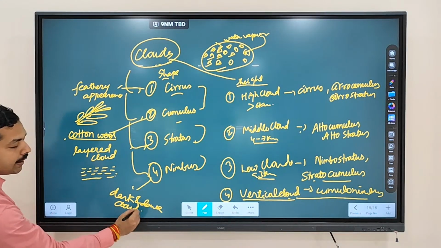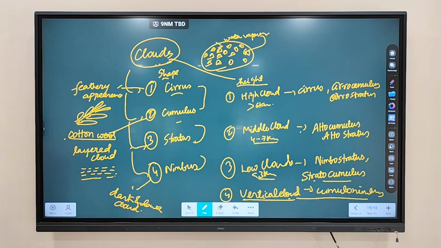These are dark and dense clouds, which are responsible for rainfall. So which type of clouds are responsible for rainfall? It is nimbus clouds that are responsible for rainfall. Fine. So based on shape, you have these 4 classifications: cirrus, cumulus, stratus as well as nimbus. Cirrus means feathery appearance. Cumulus means what? Resembles cotton wool. Stratus means layered cloud, and nimbus means dark and dense clouds.